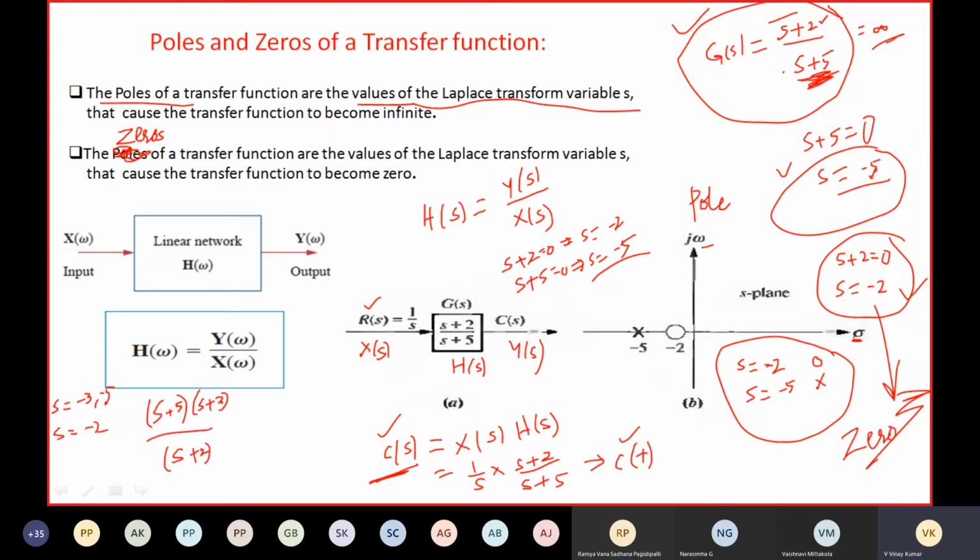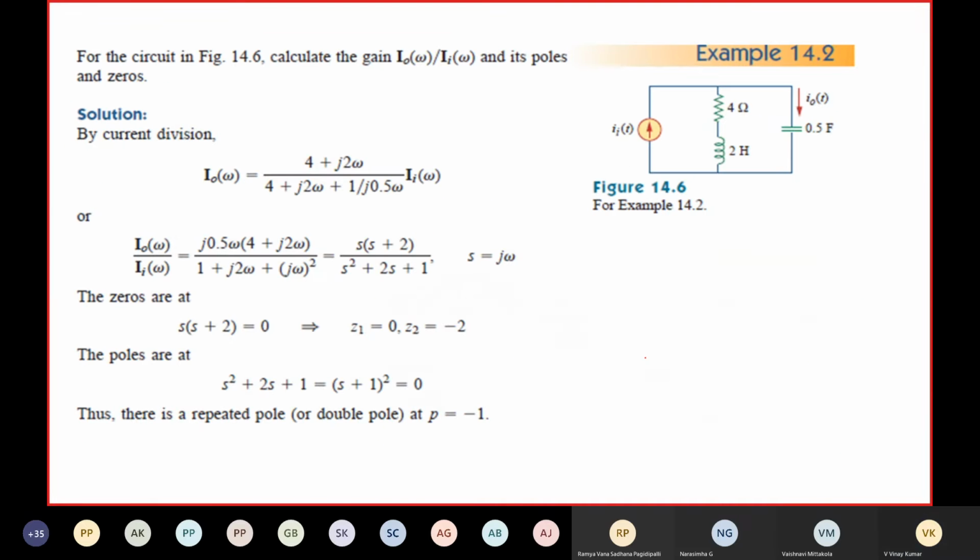So this is a zero, and this is a pole. Now calculate the gain, I naught of omega by I of omega, and its poles and zeros. Gain means the ratio of output to input. It is current gain, the ratio of output current to input current.